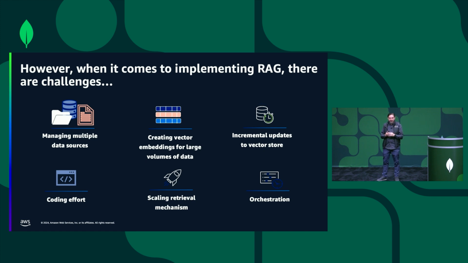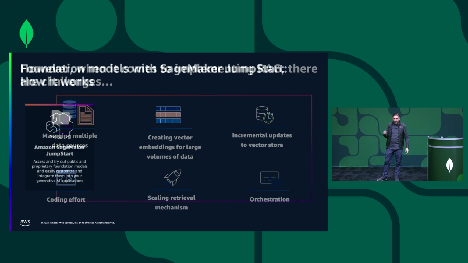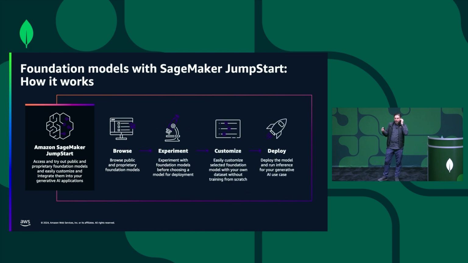Potentially, you might be managing multiple data sources. There is a coding effort that is involved, and you need to be able to scale the retrieval mechanism. MongoDB, of course, will scale, but your compute layer interacting with MongoDB has to scale as well. So what can we do? What kind of services can we use to build applications with RAG? One of them is SageMaker JumpStart.